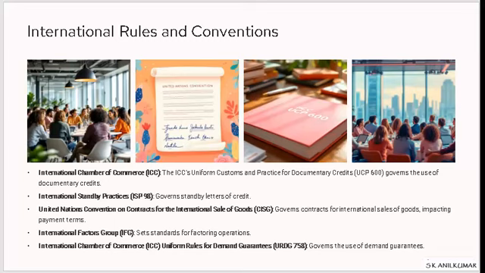The ICC has given a Uniform Customs and Practices for Documentary Credit, UCPDC 600 for the LCs. We have International Standby Practices, ISP 98 for the standbys. We have URDG, Uniform Rules for Demand Guarantee for the guarantees. We have URC, Uniform Rules for Collection for the DA and DP collections. Then we have the United Nations Convention on Contracts for International Sale of Goods, CISG. Then we have the International Factors Group, IFG, which gives the rules for factoring and forfeiting operations. Then these are the various rules or the regulations or the guidances that are available for conducting international trade.